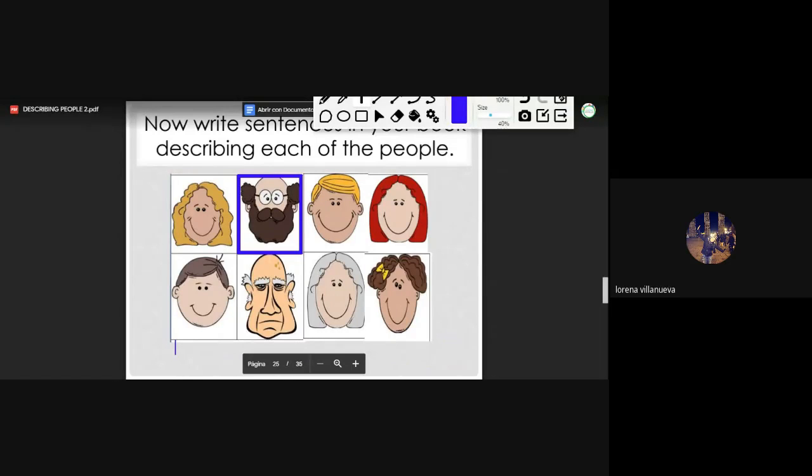He has brown hair. Very good, brown hair. He is bald, yes. He has a mustache and beard. Yes, he has a mustache and a beard. He wears glasses. Yes, he wears glasses.